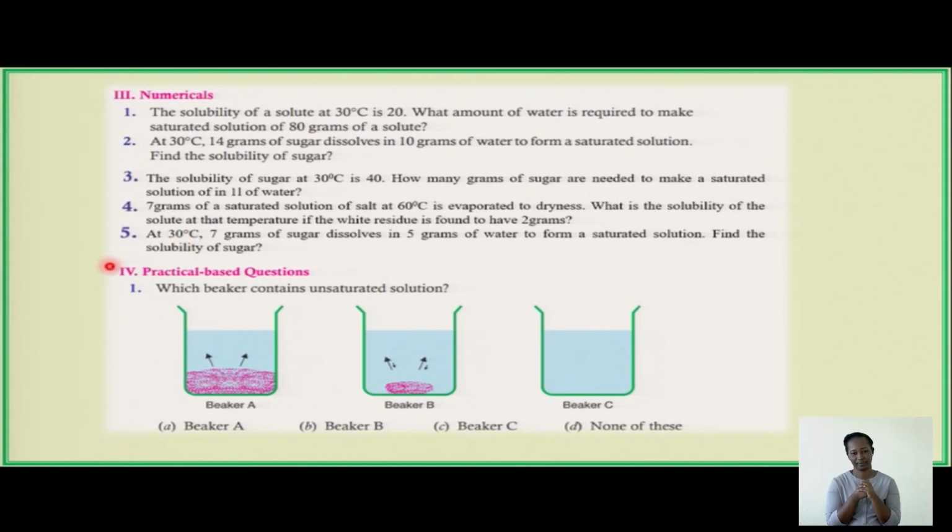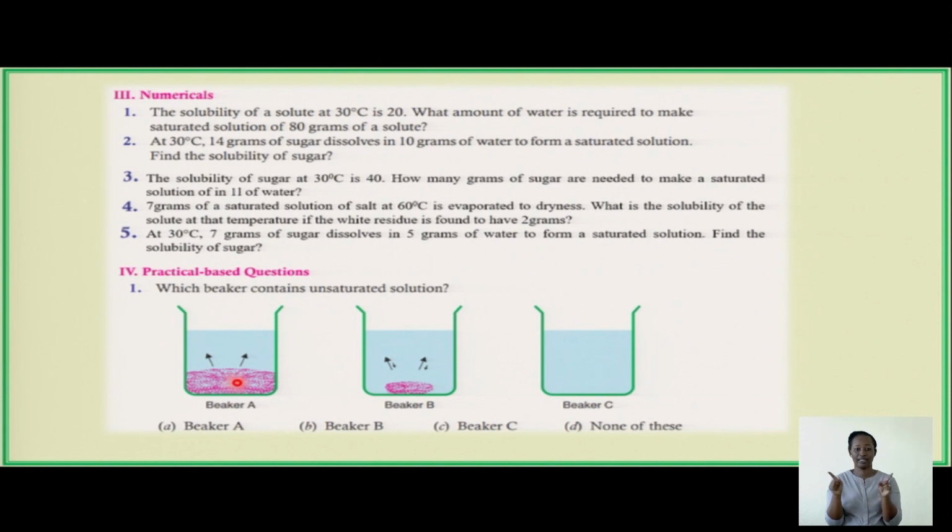So, which beaker contains unsaturated solution? We have beaker A, beaker B, and beaker C. It is the unsaturated solution. We have beaker A, which is suggested to be unsaturated. Beaker B, which is suggested to be containing an unsaturated solution. And beaker C, which is also suggested, and the D, which is none of this.